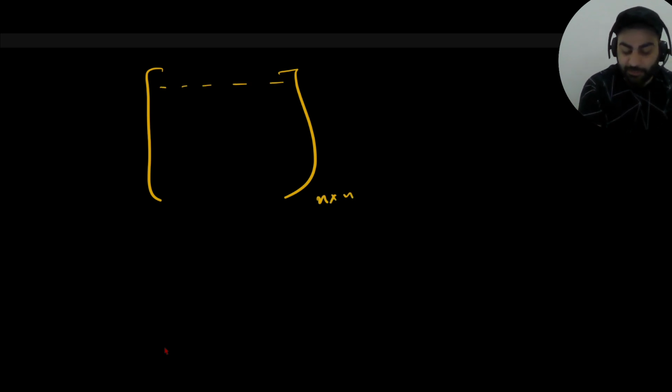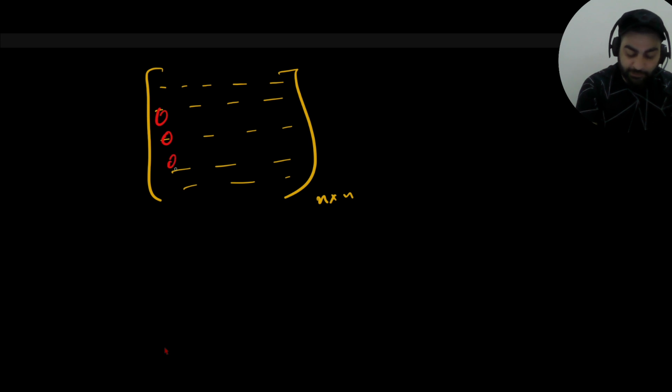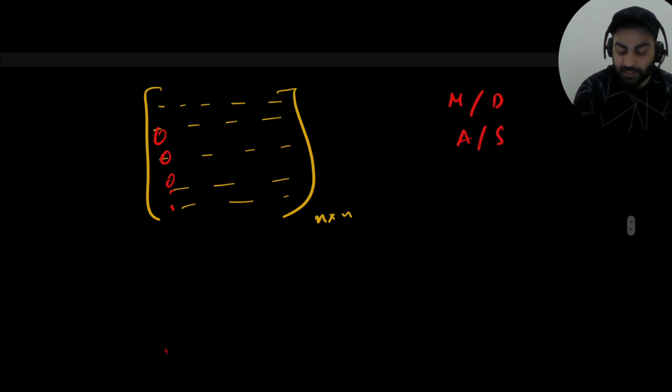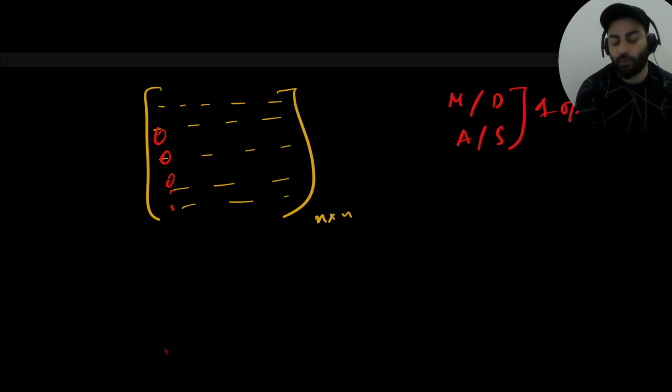That means it has n elements over here till n elements. The first operation, what it does is we make zeros everywhere. Okay, that's the first. What are the operations that we do? We'll do multiplication or division on a row, and then we'll make addition or subtraction. Let's call this one operation.